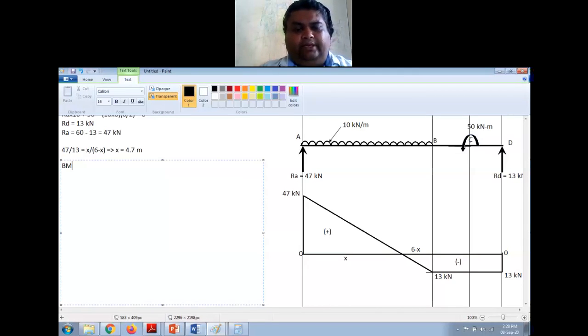BM at A is equal to BM at D, and that will be equal to 0 because they are supports, right? So the supports or the free end of the beam will always be having 0 bending moment unless you have a couple in the end. We will try to take a numerical if possible. If you have this couple in the end, then this will not be 0, otherwise it is always 0.